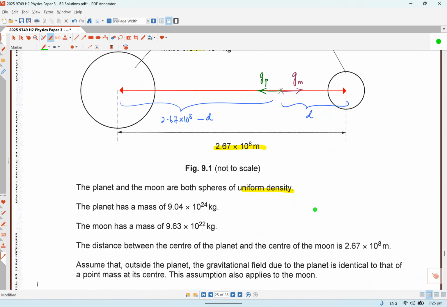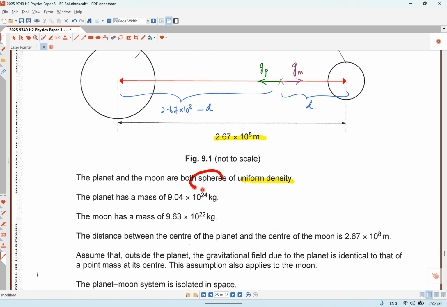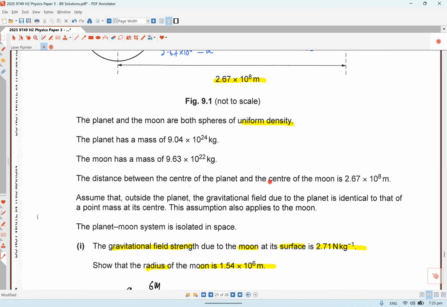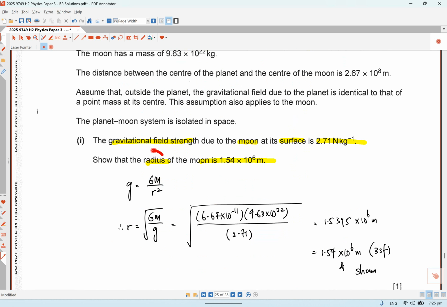Okay, next one. We have a planet here with one moon. They've given you the masses of the moon. They said that the spheres are of uniform density and they are both spheres. You're supposed to show the radius of the moon. They've also given you the value of the G field strength, which is 2.71.